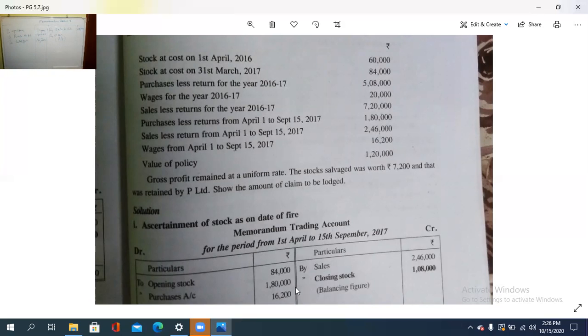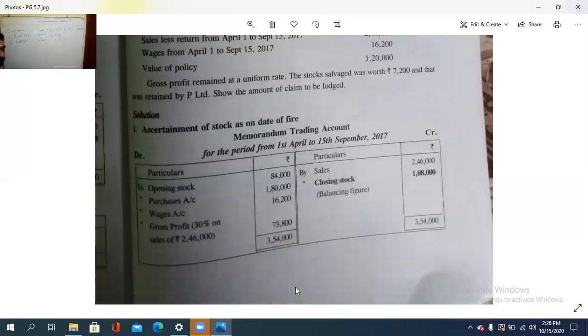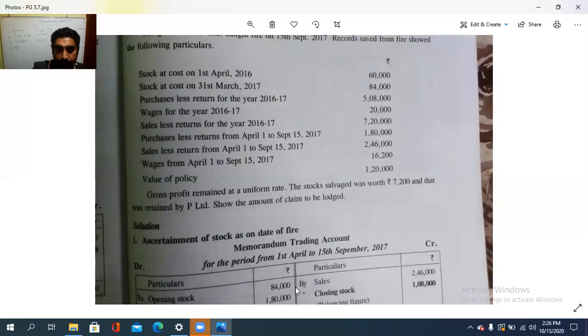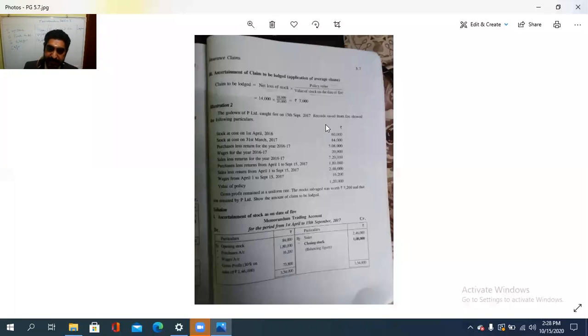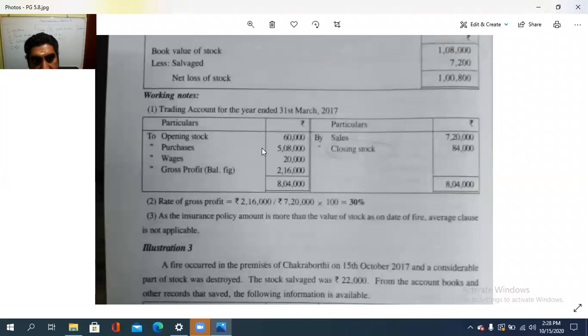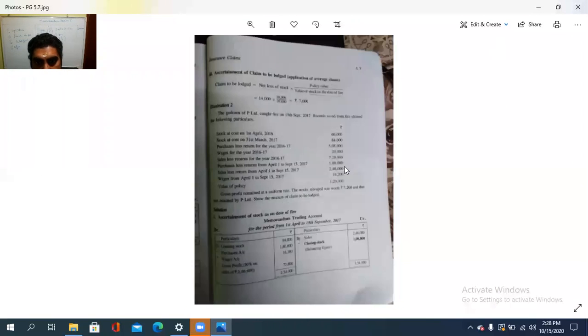But there is one thing, gross profit. So how much is the profit? See, gross profit, GP. Gross profit remained at a uniform rate. So in this, the gross profit percentage is not given. So we need to calculate it for the last year from the memorandum trading account. There, opening stock is 60,000, purchases is 5,08,000, wages is 20,000, sales is 7,20,000, and closing stock is 84,000. See here, all the data are there, isn't it?